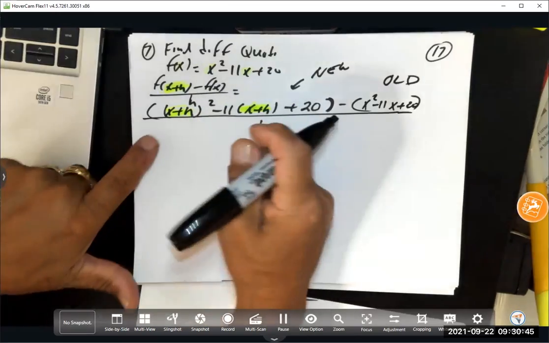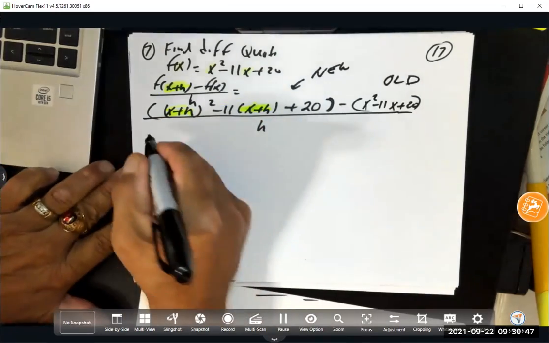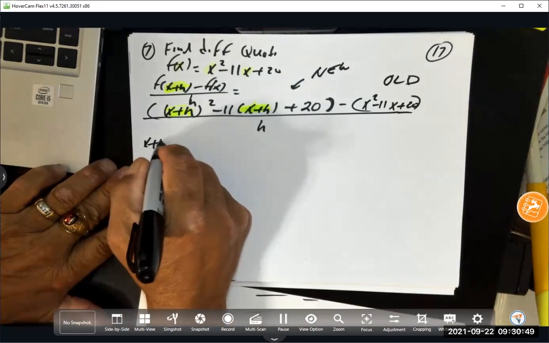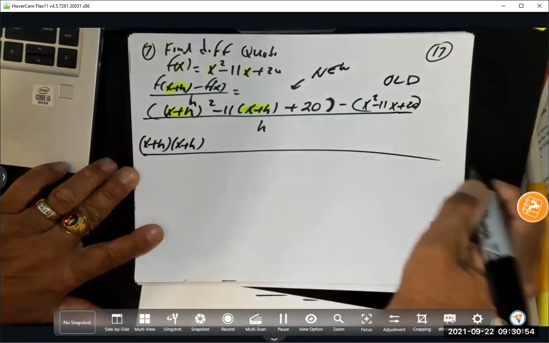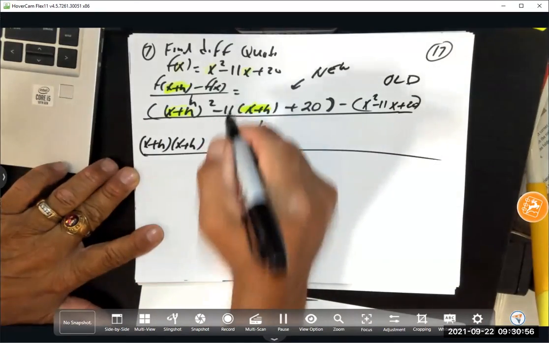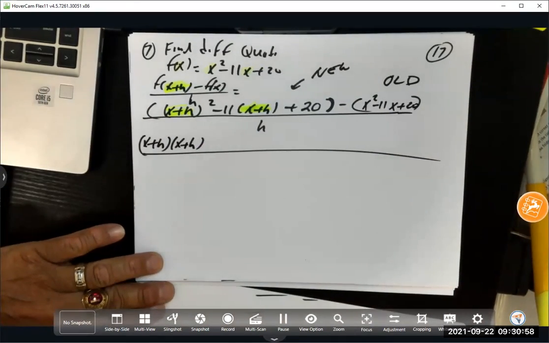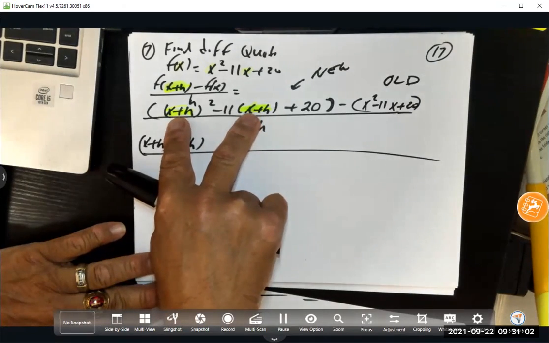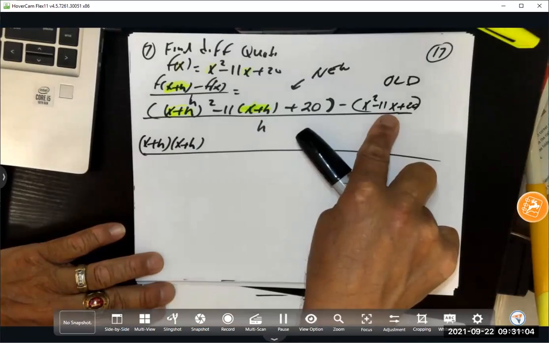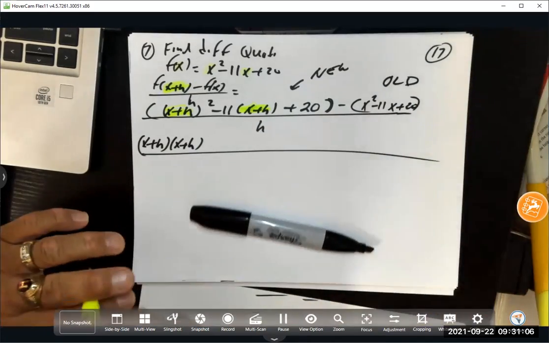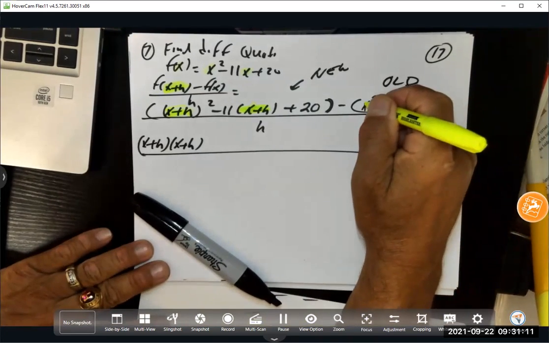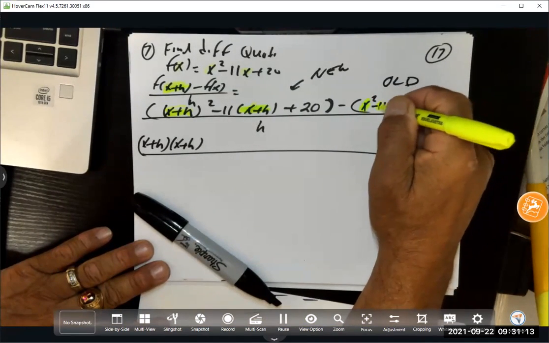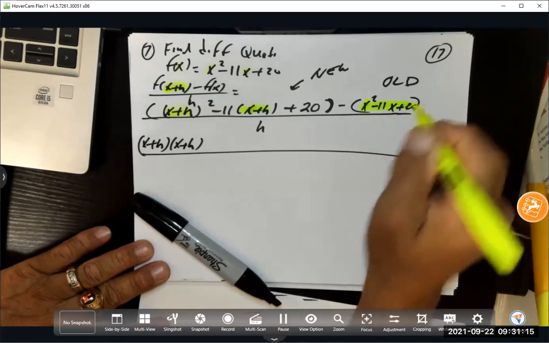That means twice, yes or no? Yes. This is right here. X plus h times x plus h, twice, because that's what you're supposed to do. Ready? I'm confused. Okay, go ahead. Because the word says, when it's old, it is x squared minus 11x plus 20. Yeah, that one is the x. So this is the old one right here, right? X squared minus 11x plus 20. Okay, that's the old one right there.